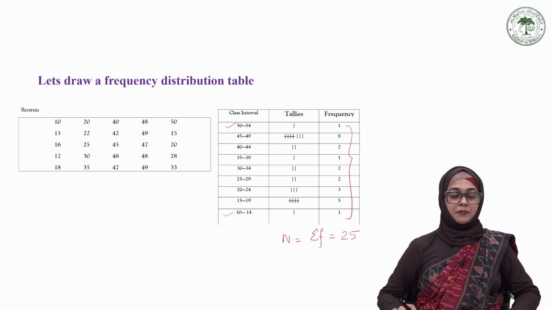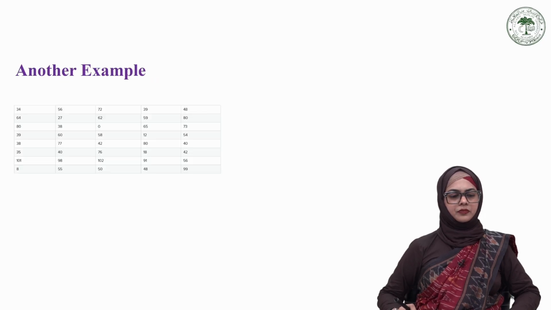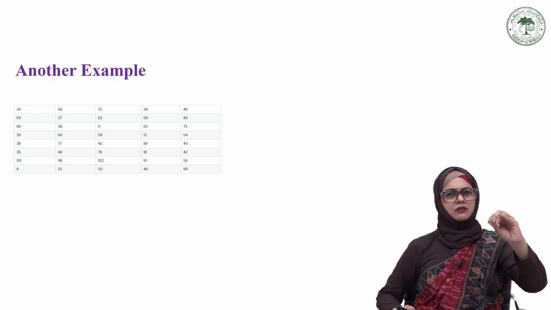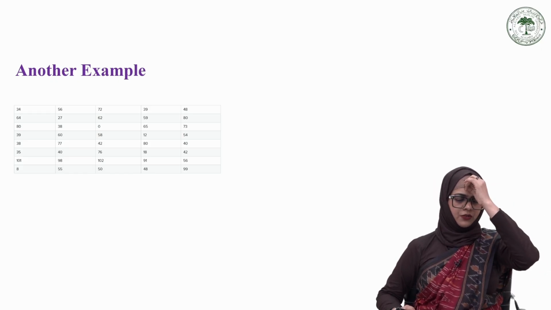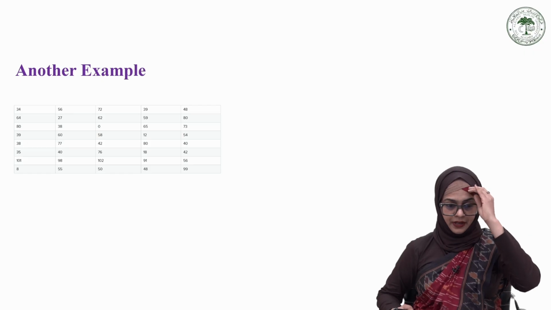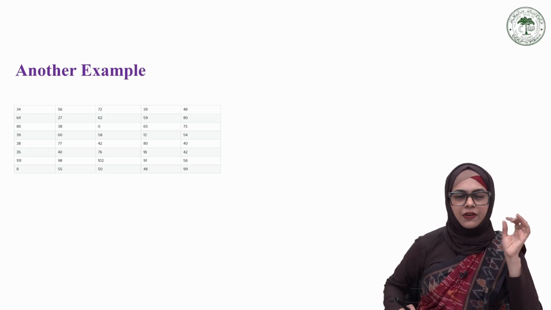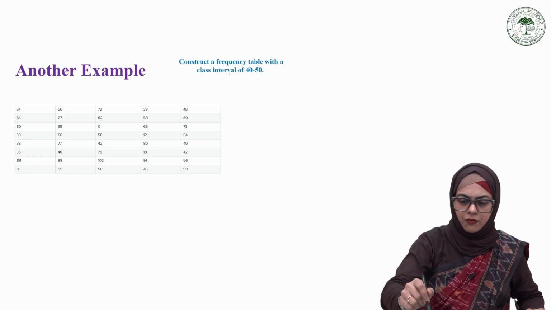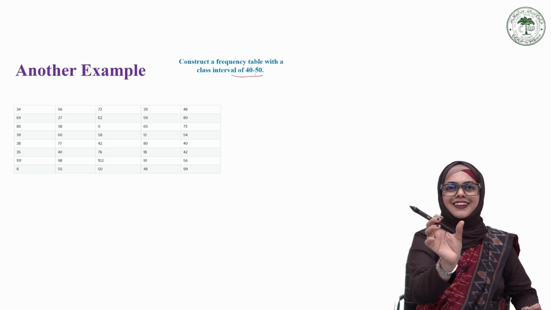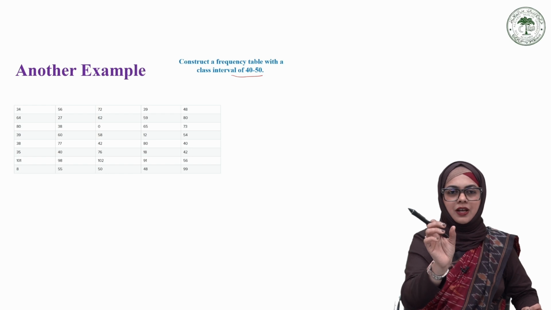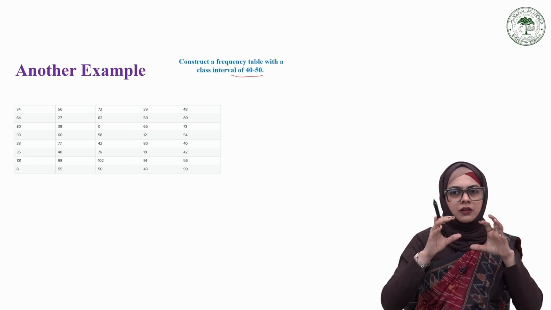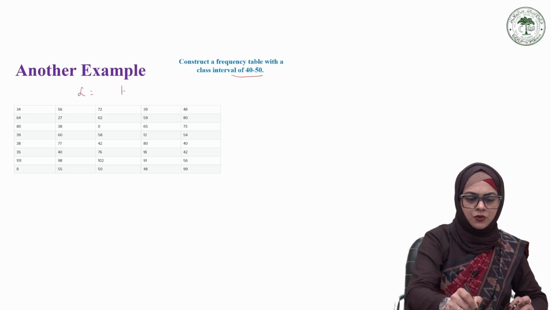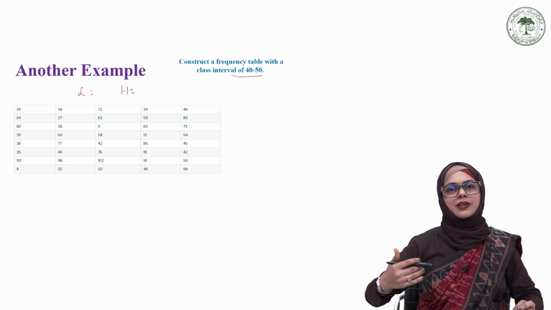Now let's have another example for you to work on. This is another data in front of you. It could be any data, the scores or the number of goals or runs made by athletes and so on. If I give you just a hint, construct a frequency table with the class interval 40 and 50. Now you know the range and the class interval, so start arranging. First, diagnose the lowest score and the highest score, and then start arranging your data.